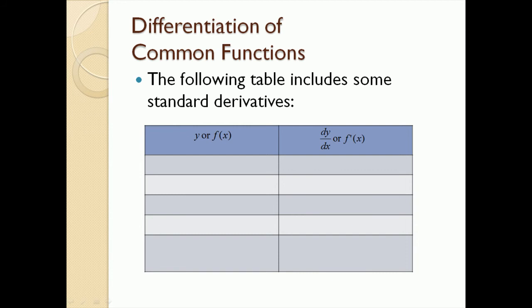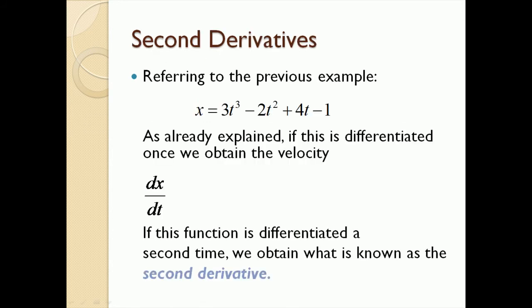The following table includes some standard derivatives. The derivative of ax to the power of n, as already discussed, is equal to anx to the power of n minus 1. The derivative of sine ax is a cosine ax. The derivative of cosine ax is given by minus a sine ax. The derivative of e to the ax is ae to the ax, and the derivative of ln ax is given by 1 on x. A and n are any constants.